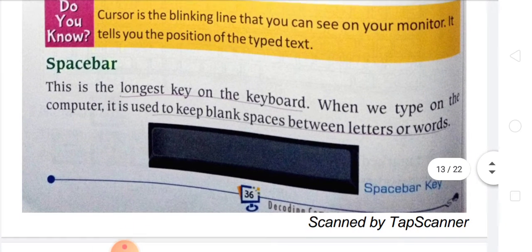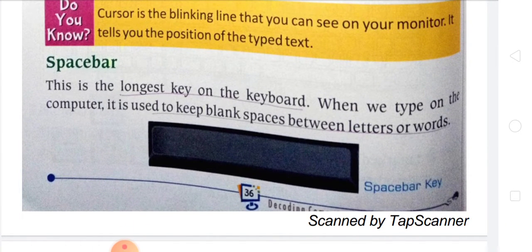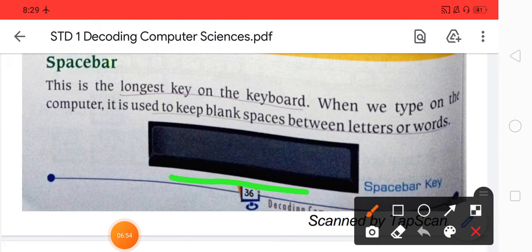Okay, then the space bar. This is the longest key on the keyboard. You may see here, this one is the space bar and this one is the longest key on the keyboard. When we type on the computer, it is used to keep blank spaces between letters or words.